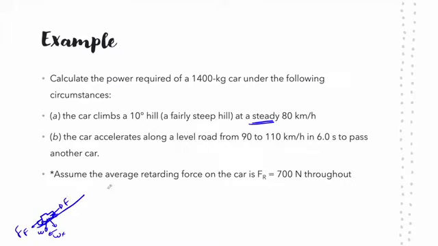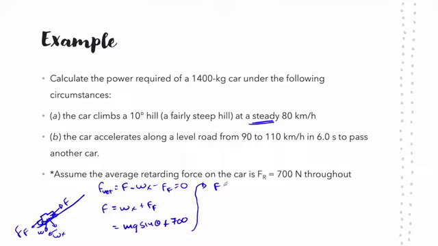So our net force is going to be equal to F minus Wx minus friction force, and this is going to be equal to 0, which means that F is going to be equal to Wx plus friction force. This is going to be equal to mg sine theta plus 700.